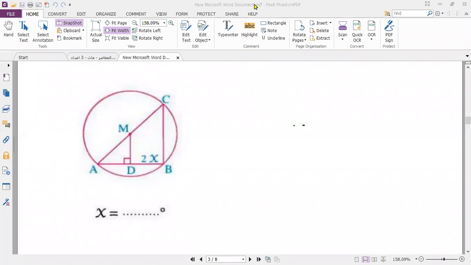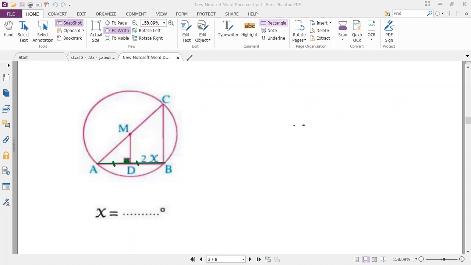Here in this example, we have this angle MDA, which is a right angle. I want to get the size of X, and this angle is 2X. We studied in this lesson that the straight line passing through the center of the circle and perpendicular to any chord bisects this chord. The chord here is AB. So here AD equals DB. They are the same.